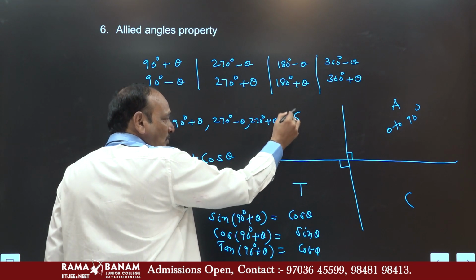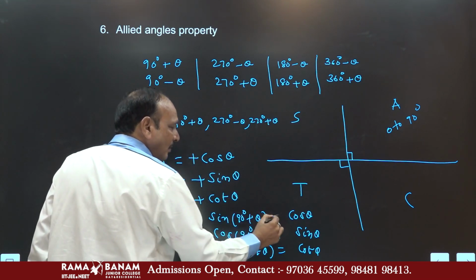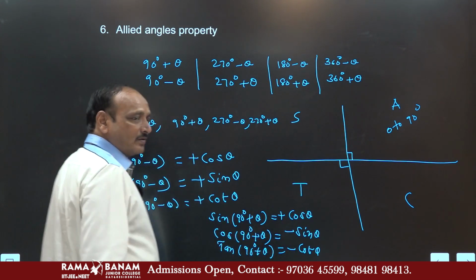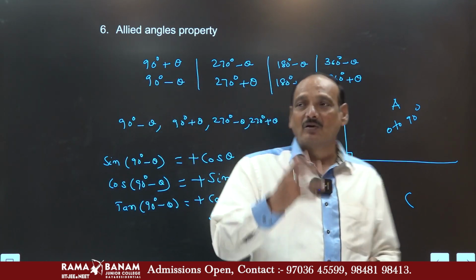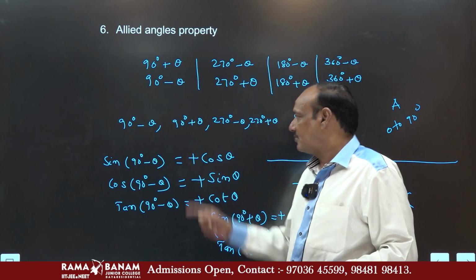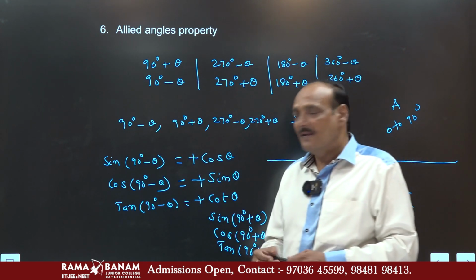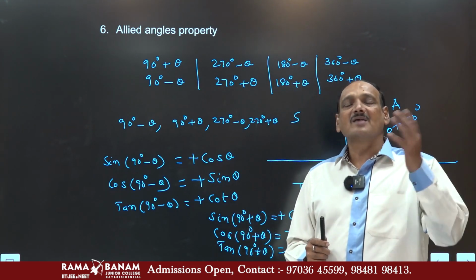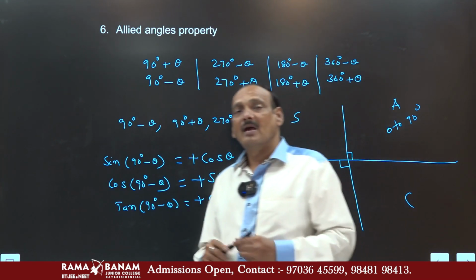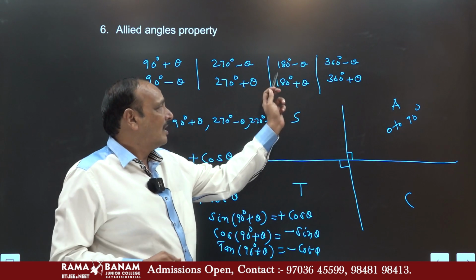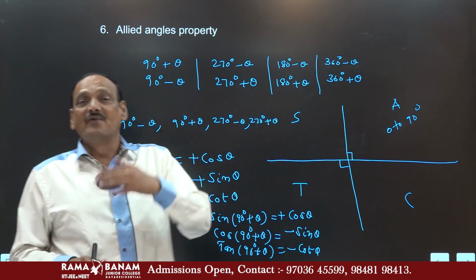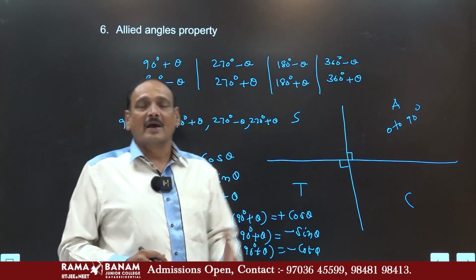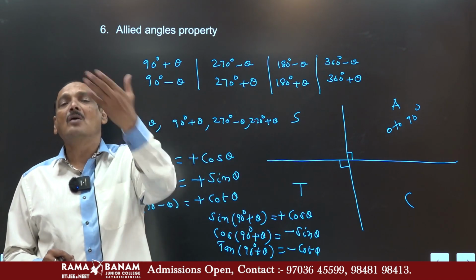In the second quadrant, who is positive? Sin is positive. Cos is negative, tan is negative. So you can easily find out. Now 270 also you can find out. So 90 and 270 allied angle, we will get the friendly ratio, and plus or minus will change according to quadrant system. Similarly, 180 and 360 degrees allied angles, we will get the same ratio. Sin means sin, cos means cos, tan means tan. Again plus or minus changes according to quadrant system.